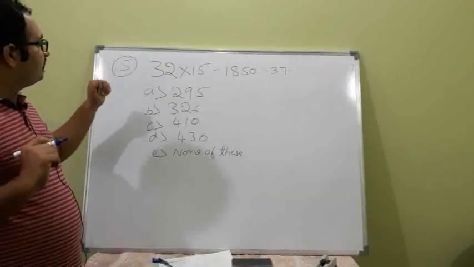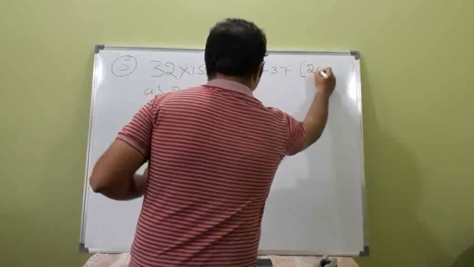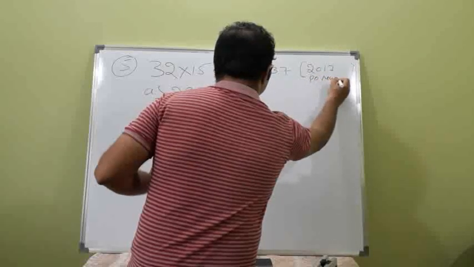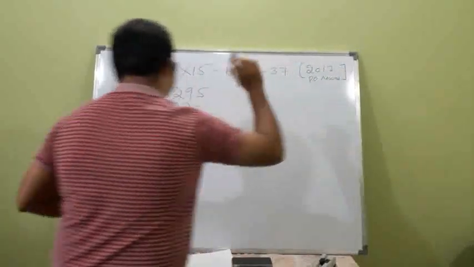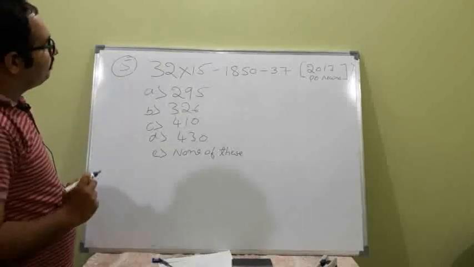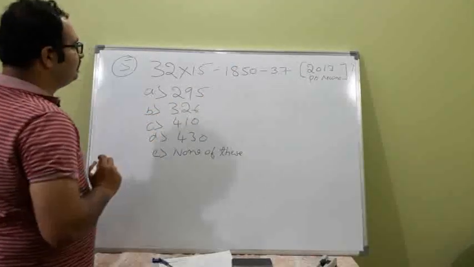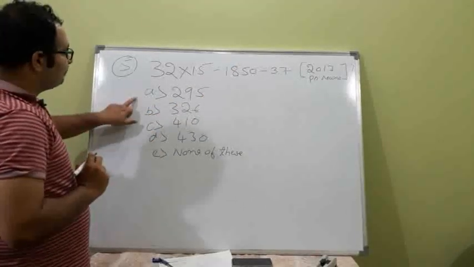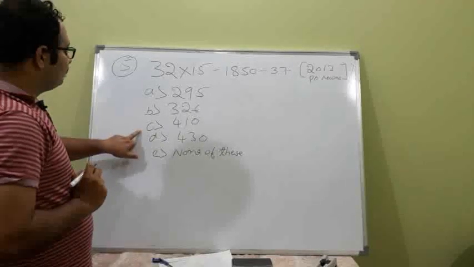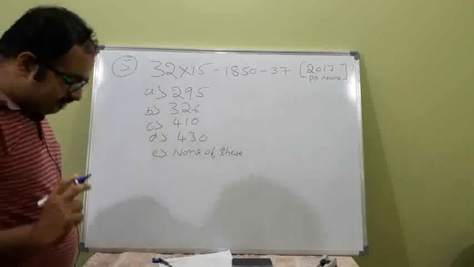Let's consider example number 5. This question was asked in the year 2017 PO mains. Okay, so the problem is here. 32 into 15 minus 1850 divided by 37 is how much? Option A 295, option B 326, option C 410, option D 430, option E none of the above.